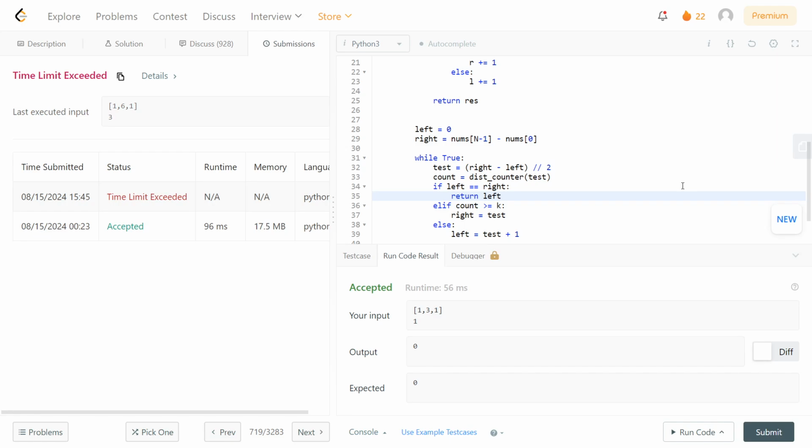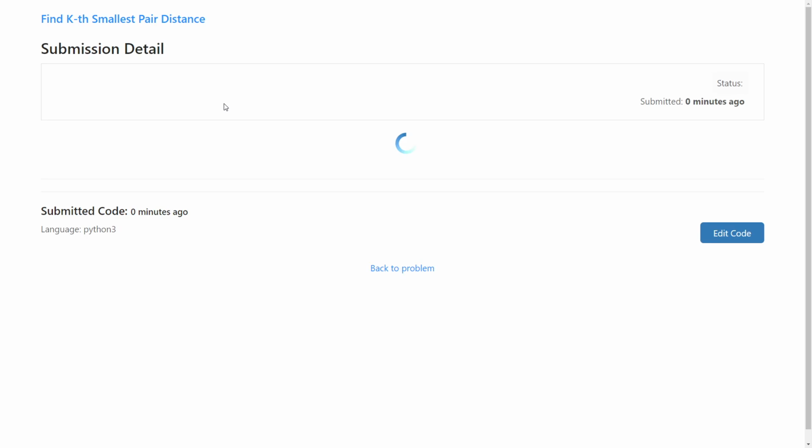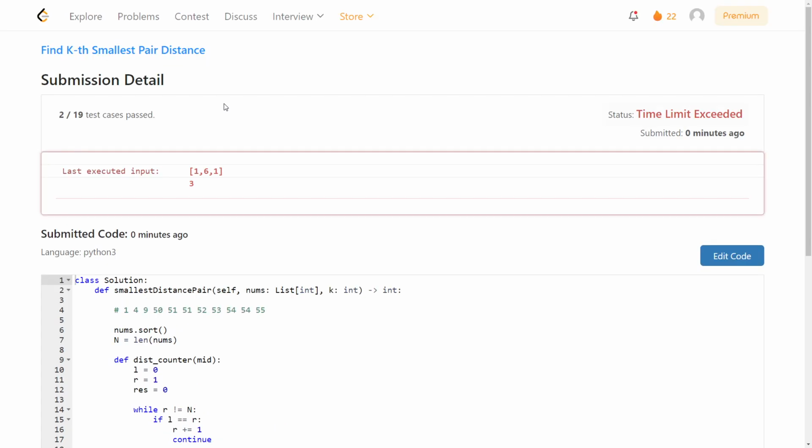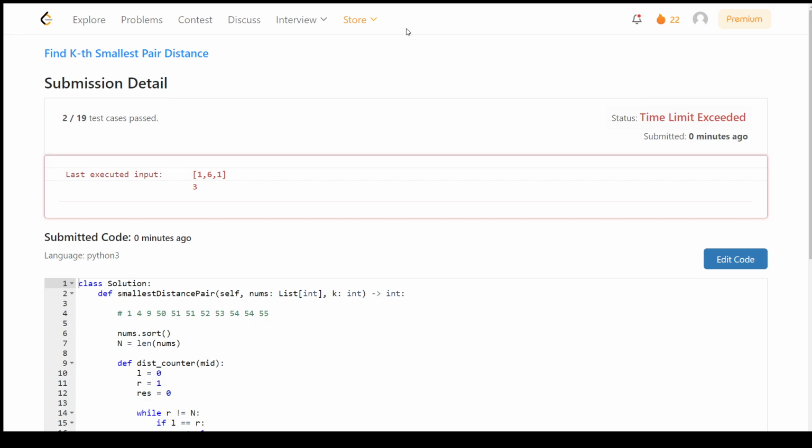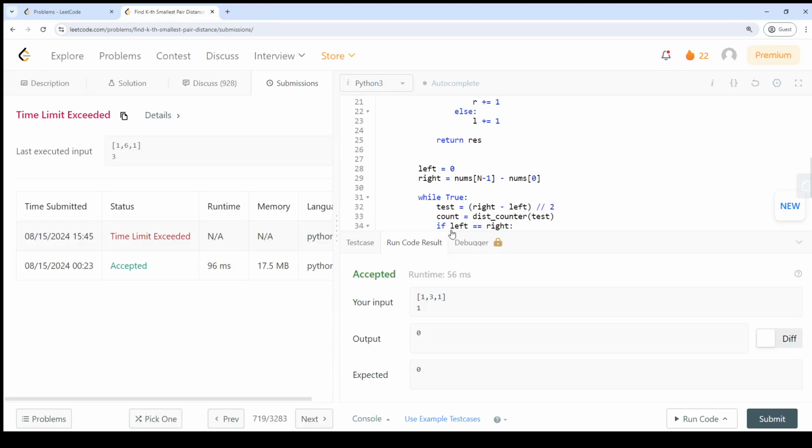Time exceeded for 161, so we have, how many tests have I passed? Oof. This seems pretty bad.